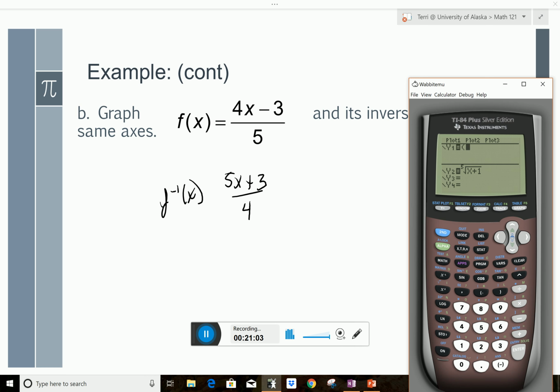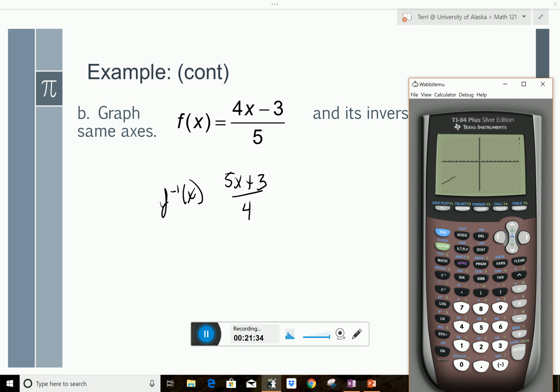So remember, I have to put that numerator in parentheses. 4x minus 3 divided by 5 over 5x plus 3 divided by 4. Oops, I didn't delete the rest of that. Oops, shouldn't have done it that way. 5x plus 3 divided by 4. So let's graph these and see what they look like.